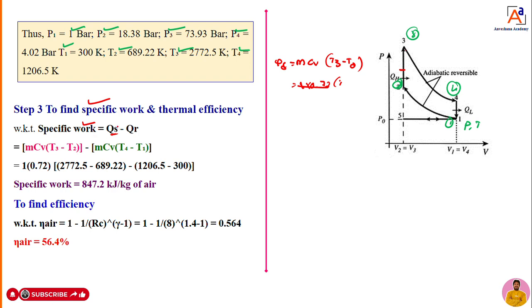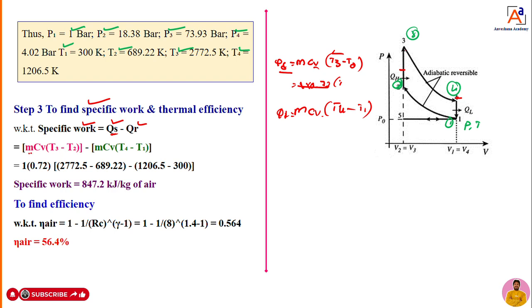This is the equation for Qs, the heat supply. Then heat rejection. Where is the heat getting rejected? Here, again at constant volume. Again M into Cv into the highest temperature, which is T4, so T4 minus T1. This is heat addition, and this is heat rejection. So heat supplied minus heat rejection is nothing but the work done.